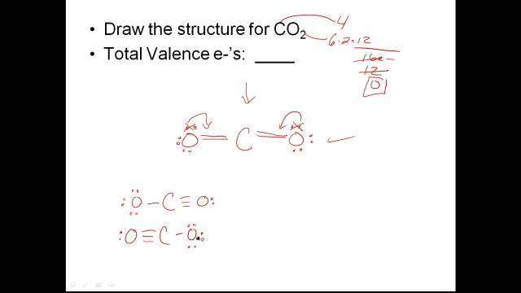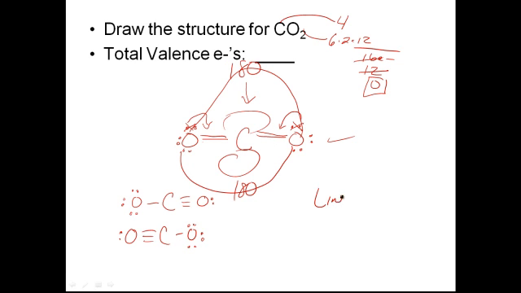Okay, so there's carbon dioxide. And this, by the way, is linear. When you do out the model, you look, there's no extra unshared electrons, so these guys are as far away from each other as possible. 180 degrees on the top and 180 degrees on the bottom, so this is linear.